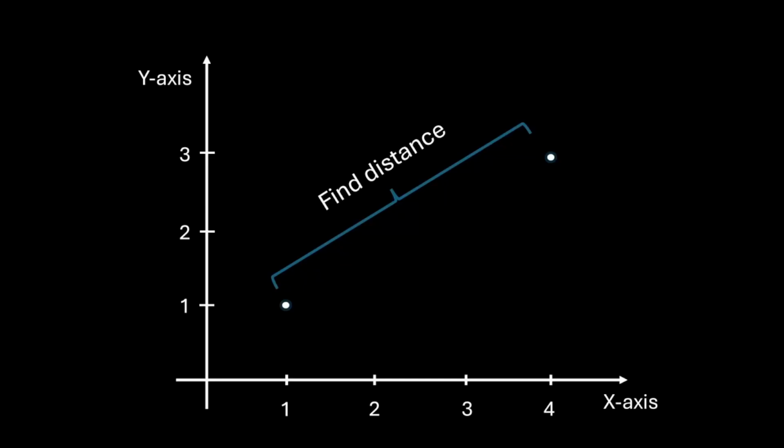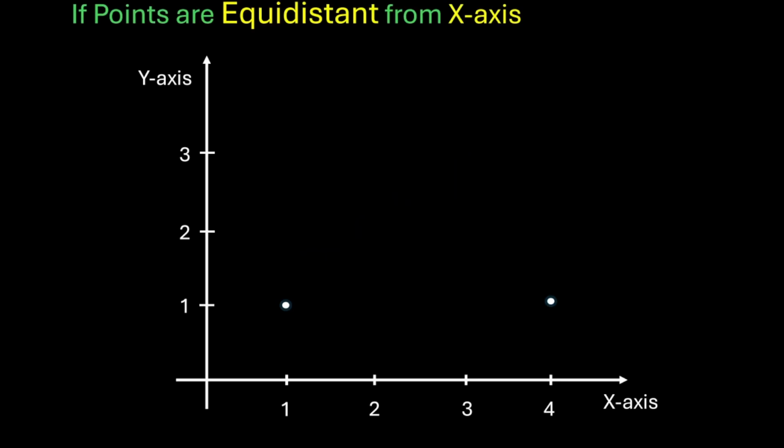Welcome. If we have 2 points in a two-dimensional coordinate plane, how can we find the distance between them? Let's start with easy cases. Our first easy case is when points are equidistant from the x-axis.